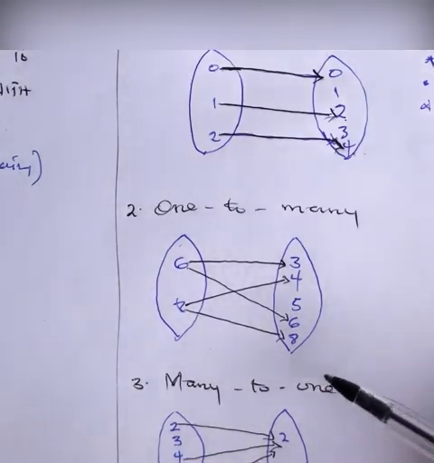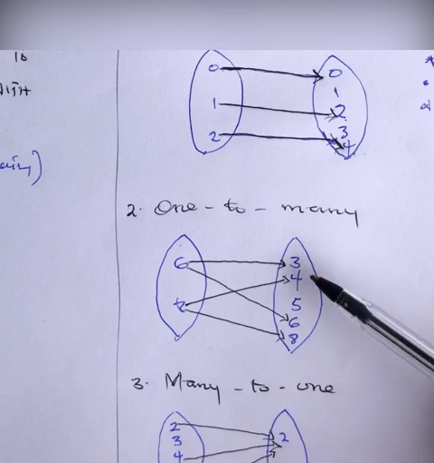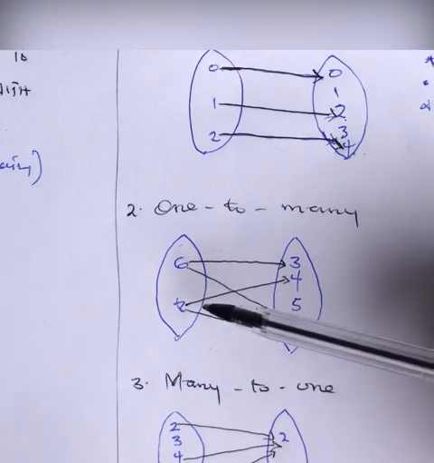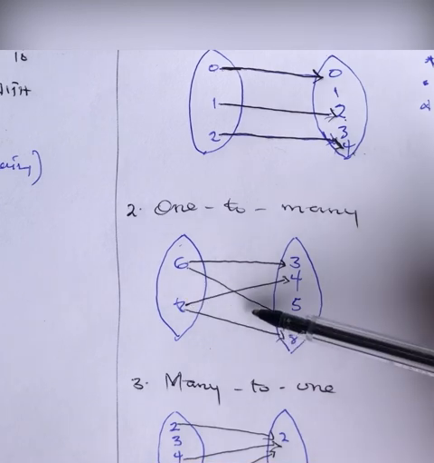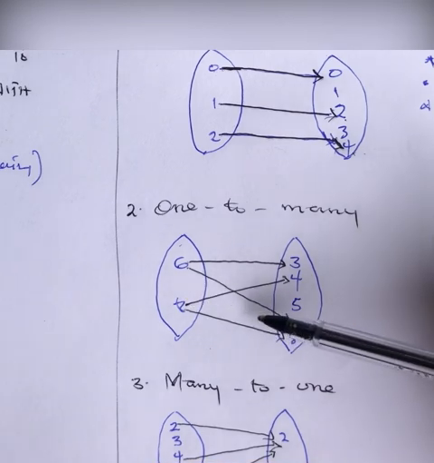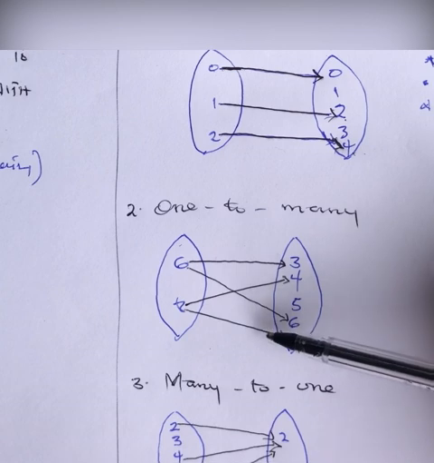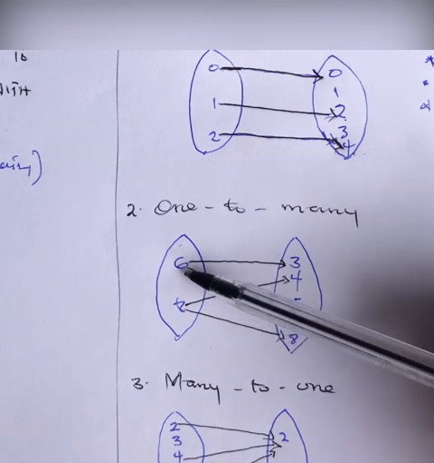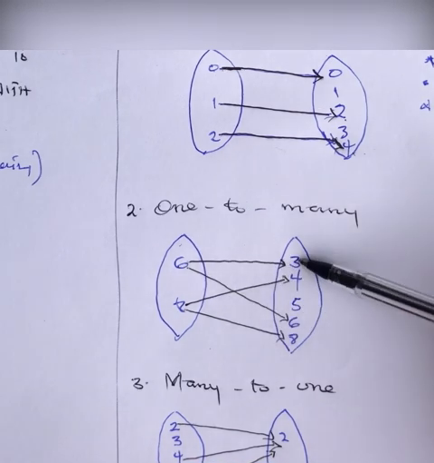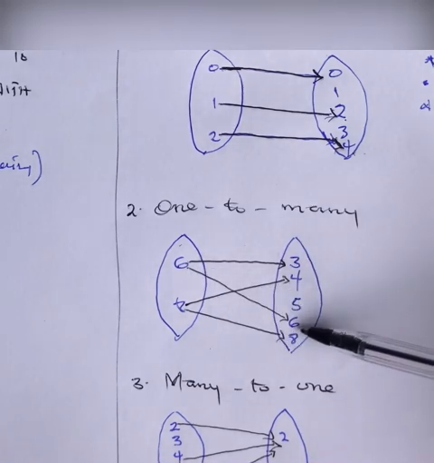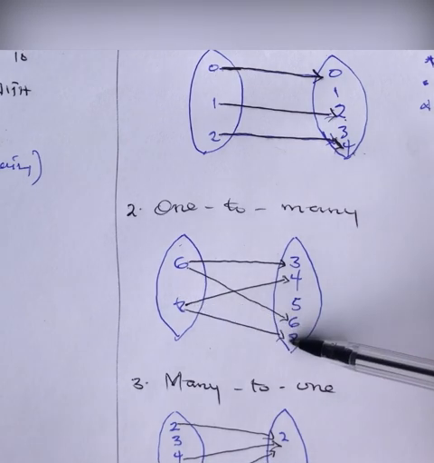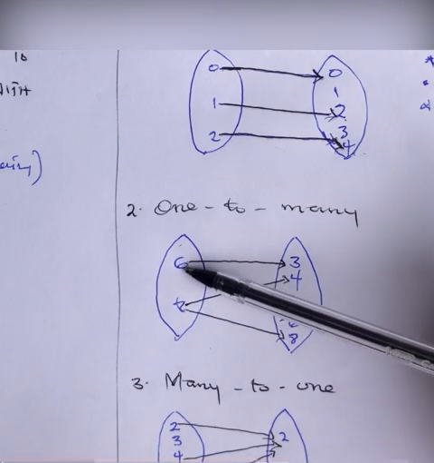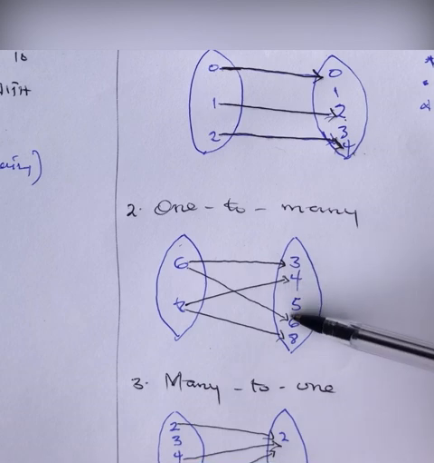We also have one-to-many. One-to-many is where one member from the domain is mapping onto 2 or more members from the codomain. So you can see that this 6 is mapping onto 3, at the same time 6. And this 8 is also mapping onto 4, at the same time 8. So a member mapping onto 2 or more members from the codomain.